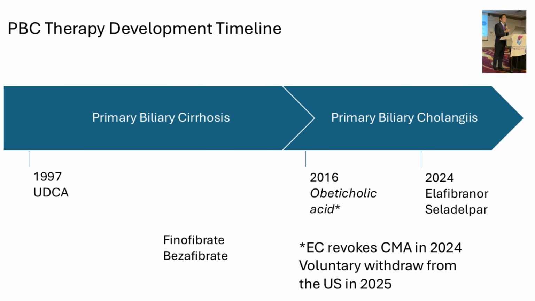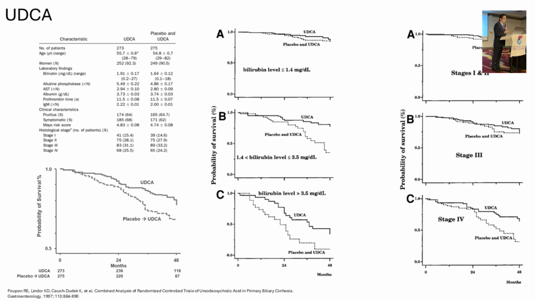Now that we know how to diagnose them and offer prognosis, the next question is which one we use to treat. As we all know, last year there were 2 medications approved, elafibranor and seladelpar. Those are the 2 medications that we'll focus more time on this year. But just to provide some historical perspective, I will start with ursodeoxycholic acid, the first-line agent for treatment of PBC.